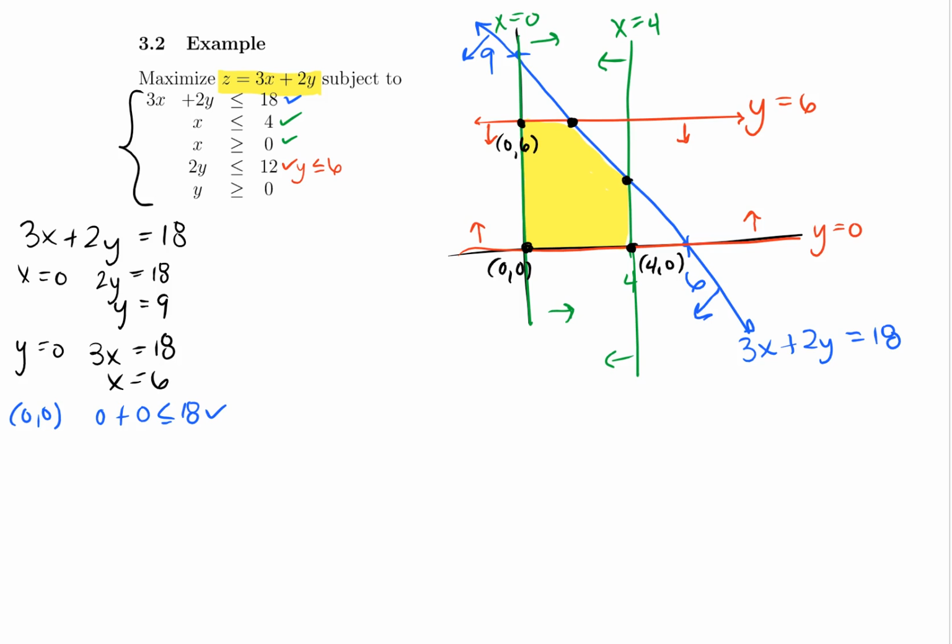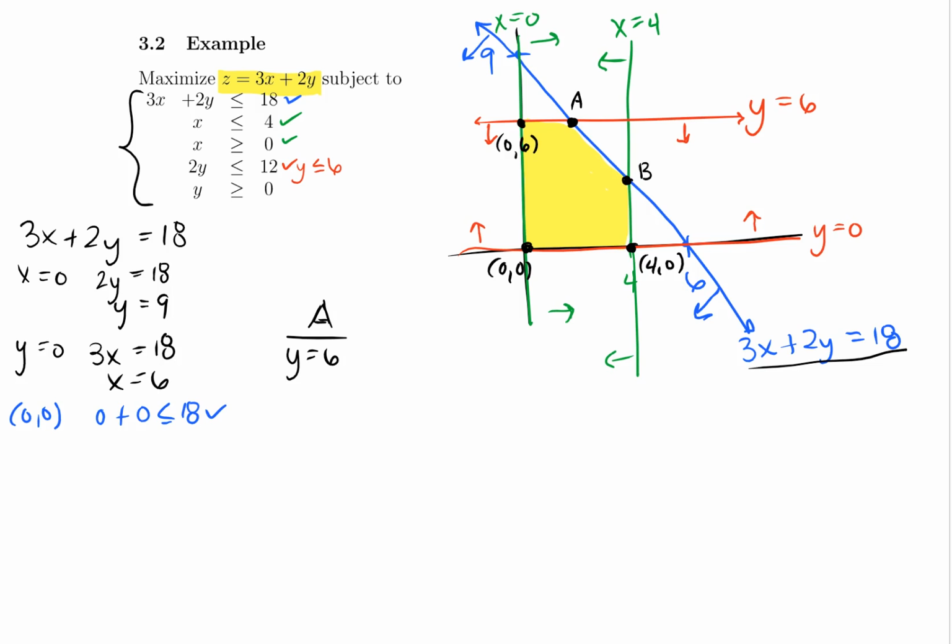I'm going to call these corner points A and B. So corner point A, at corner point A, I know that the y value is 6. I also know that corner point A is on the line 3x plus 2y equals 18.